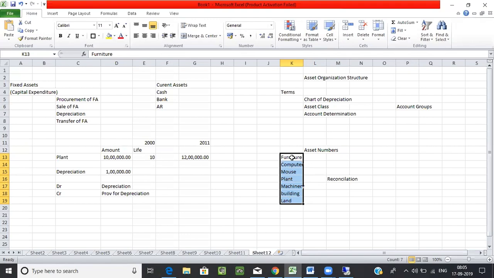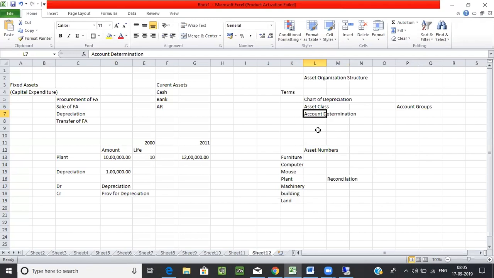If all these are in one GL, it will take a long time for me to segregate and find out the value of a particular asset group. So basically we will have one reconciliation. Now the important thing is whatever assets we are creating, those are called asset numbers, and all these assets will be linked to one reconciliation GL. That is what we will mention here in the account determination.